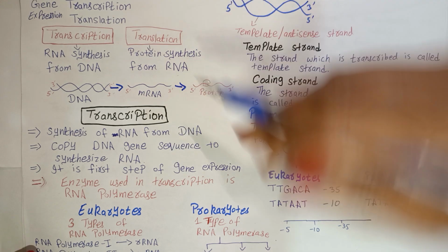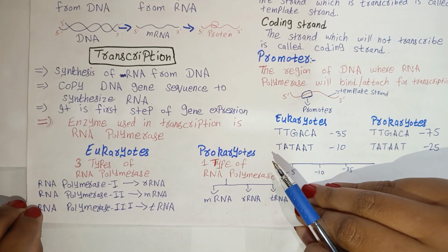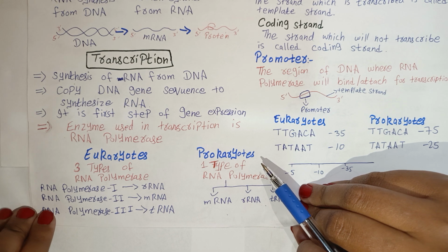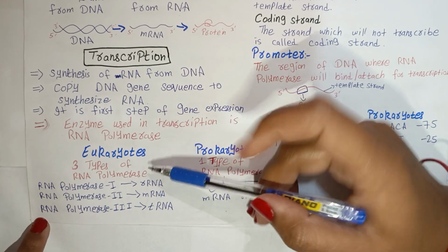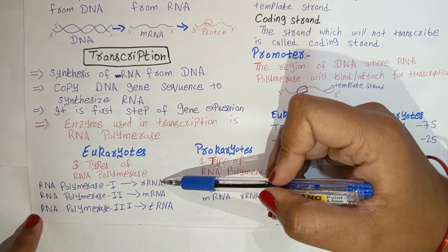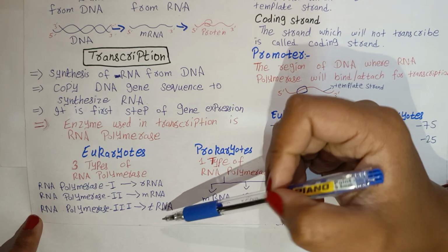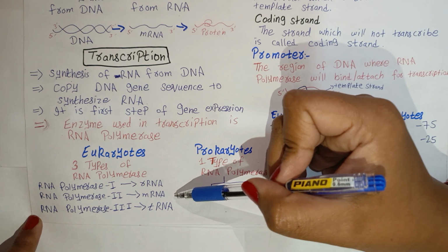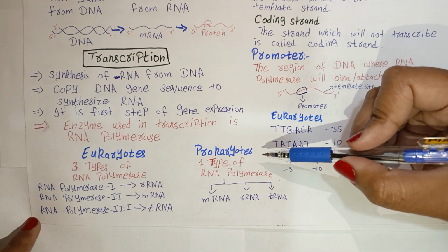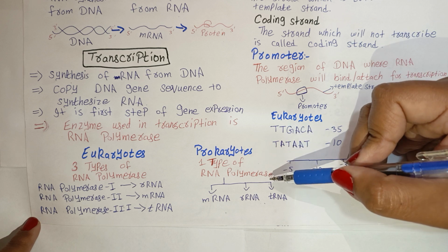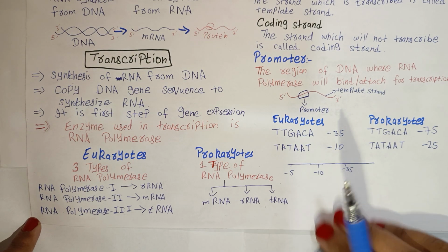Main process of transcription is the same in the prokaryote transcription and in eukaryote transcription, but there are slight differences which we will study side by side in this topic. In the eukaryotes, there are three types of RNA polymerases. RNA polymerase 1 will synthesize ribosomal RNA, RNA polymerase 2 will synthesize messenger RNA, and RNA polymerase 3 will synthesize transfer RNA. However, in the prokaryotes, there is only one type of RNA polymerase which will synthesize all three types of RNA: messenger RNA, ribosomal RNA, and transfer RNA.